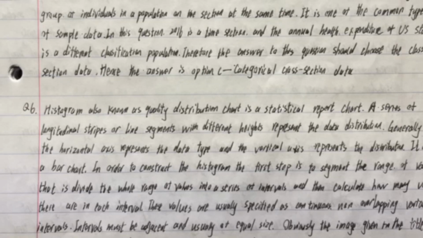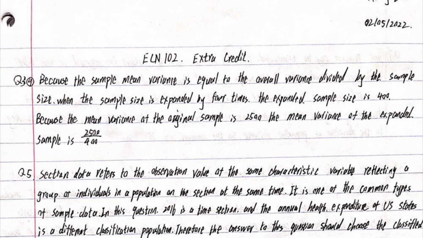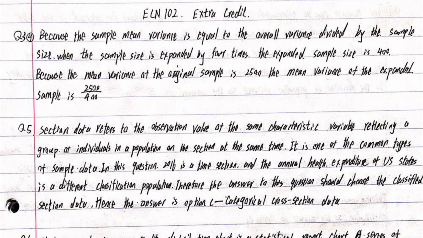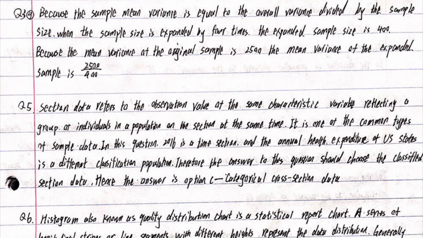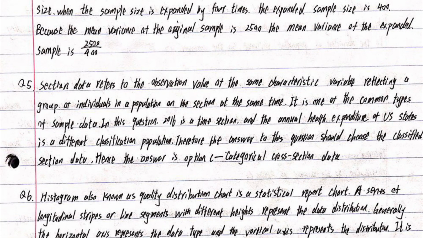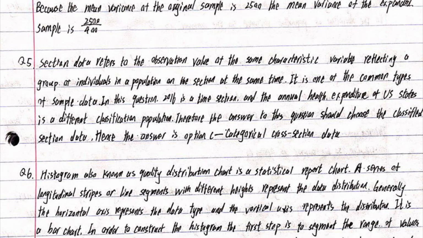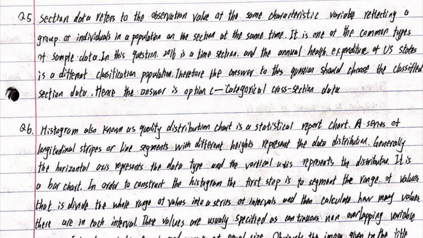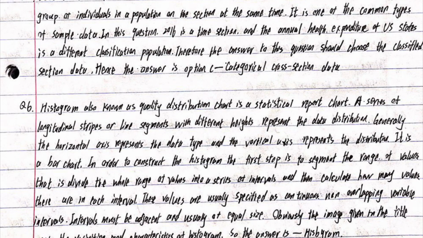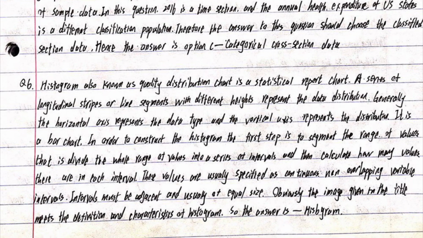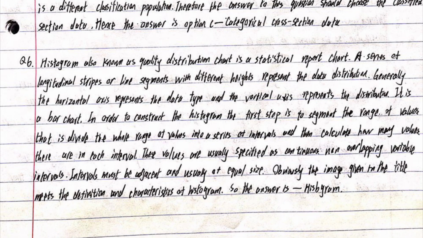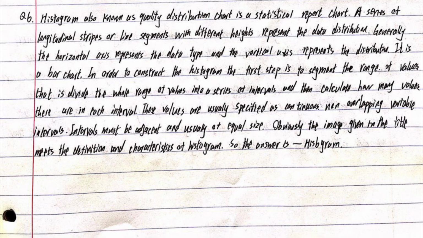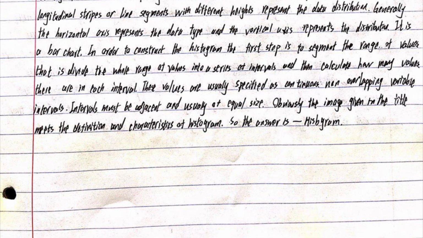We begin with question 3, small question number 4. Because the sample mean variance is equal to the overall variance divided by the sample size, when the sample size is expanded by 4 times, the expanded sample size is 400. Because the mean variance of the original sample is 2500, the mean variance of the expanded sample is 2500 over 400.